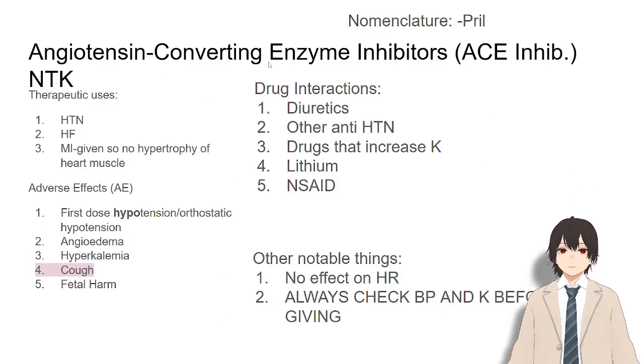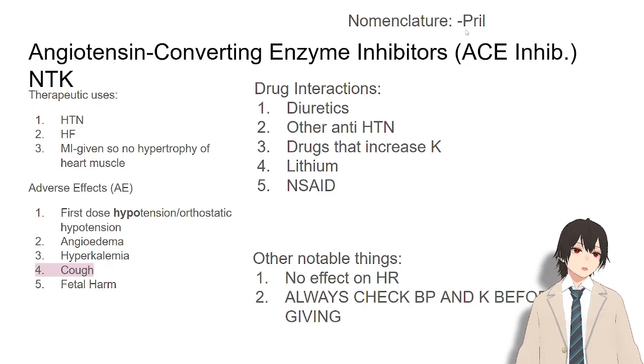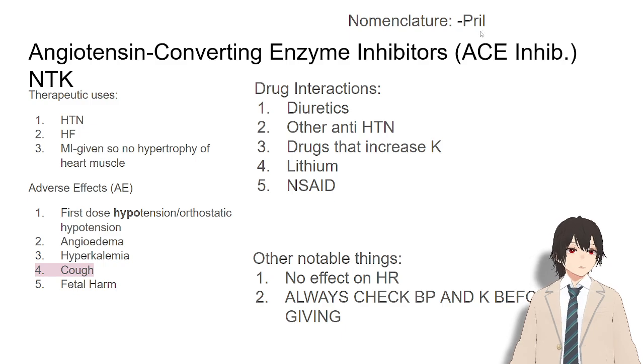So angiotensin converting enzyme inhibitors, also known as ACE inhibitors, the big thing to know for their naming is that they all end in pril. So these are your pril drugs like lisinopril, citalopram, enalapril, all these prils.